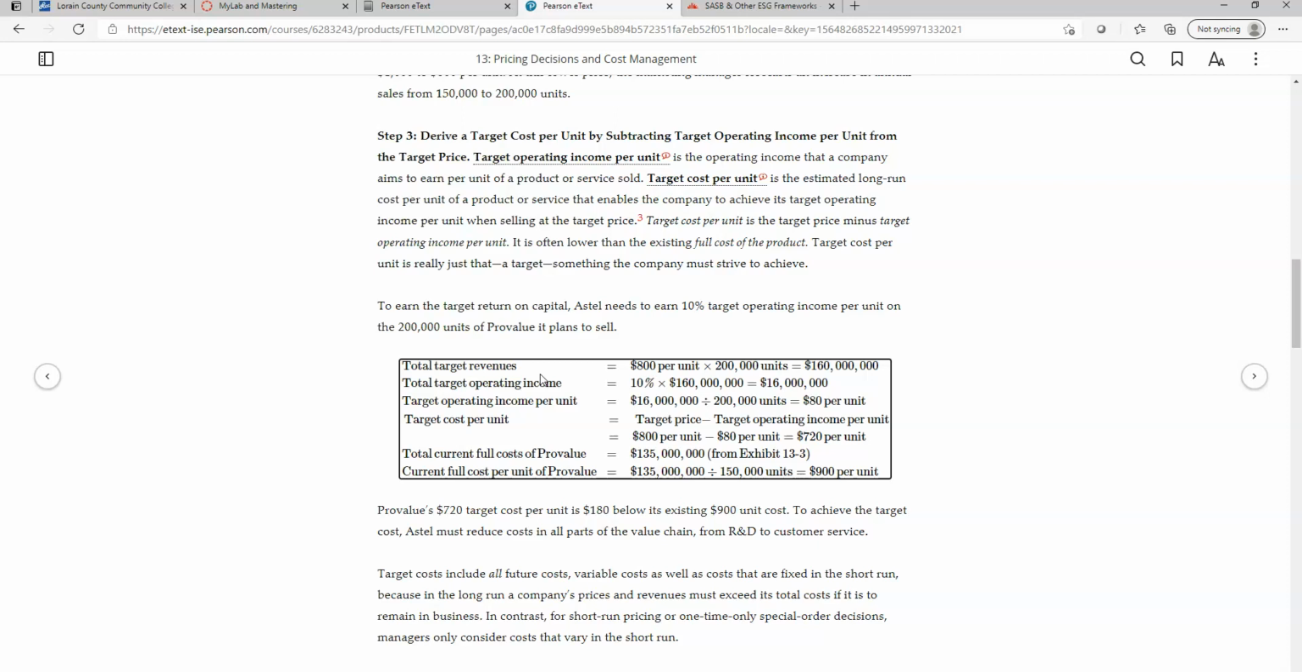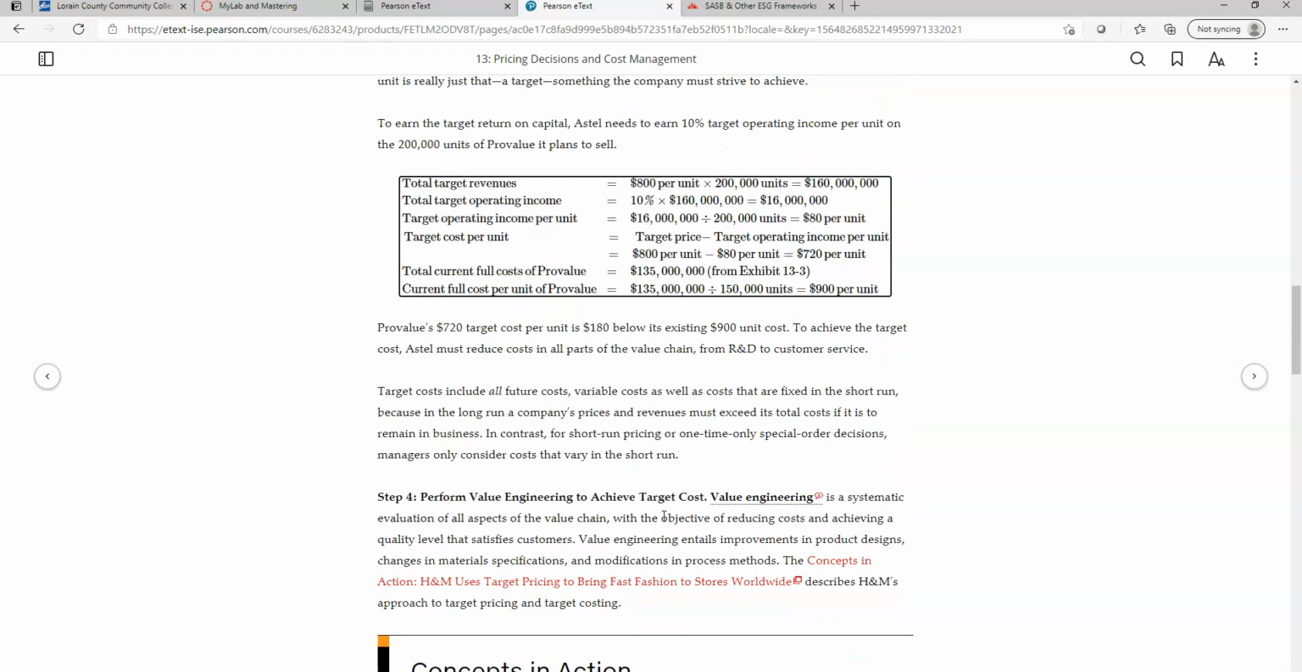And what's the total cost of the turn? And so that's where my costs have got to be. My total current full costs are 135 million. Now, if I spread that out over 150 units I'm currently producing, my costs are $900 per unit. So right now, I've got to reduce my cost from $900 per unit to my anticipated new target cost per unit of $720 per unit. So it's about a $180 difference. So that's how we get the target cost per unit. We take our total target revenues, subtract out our operating income to give us our target cost per unit.